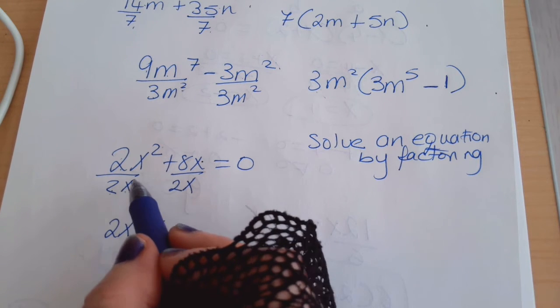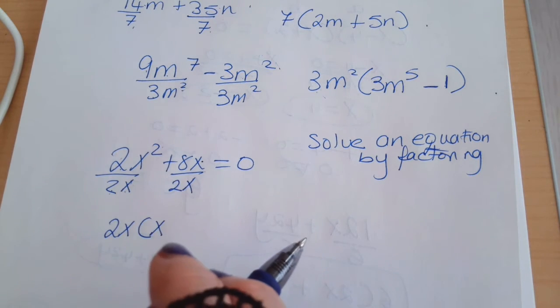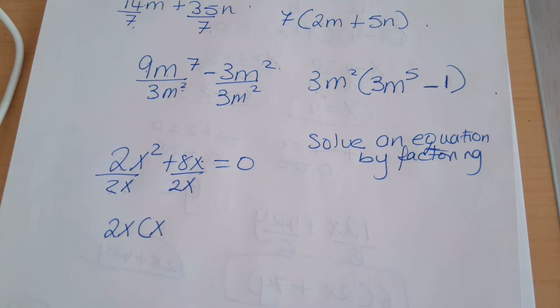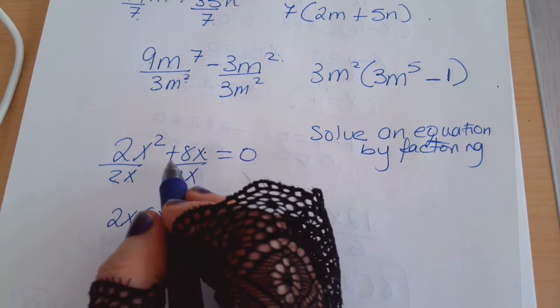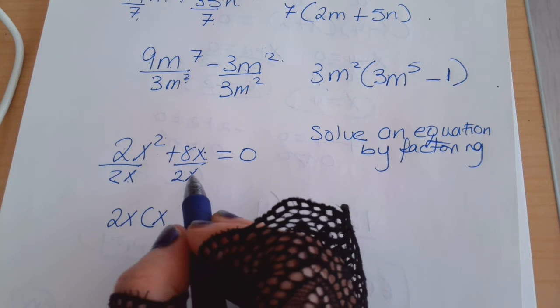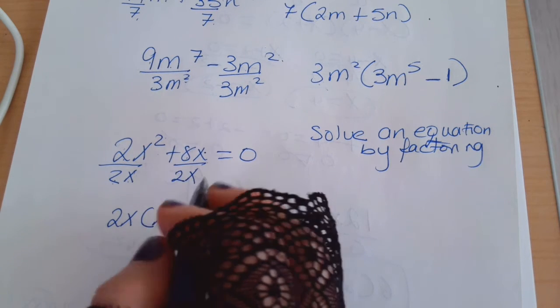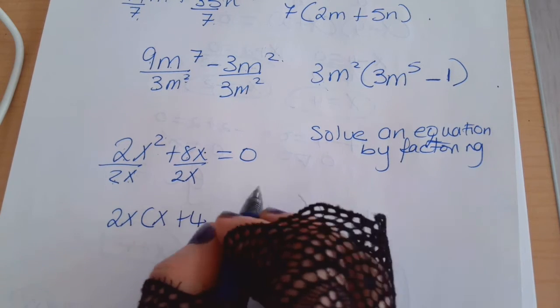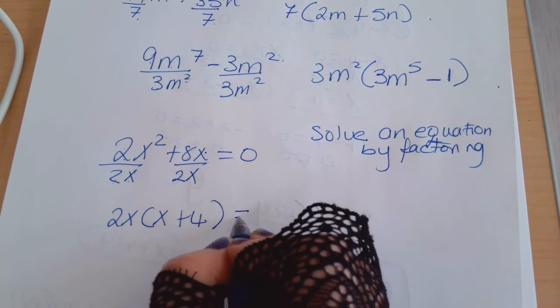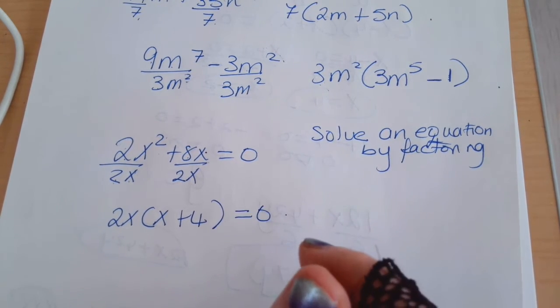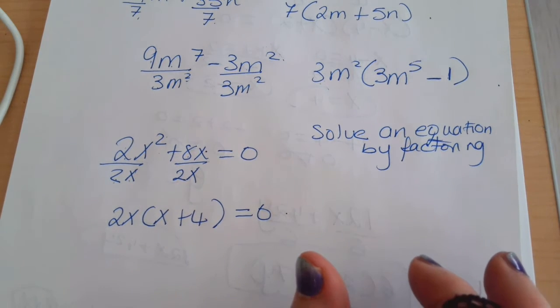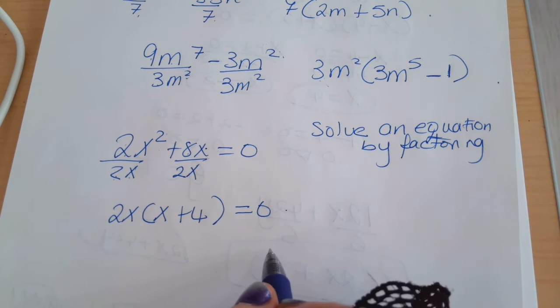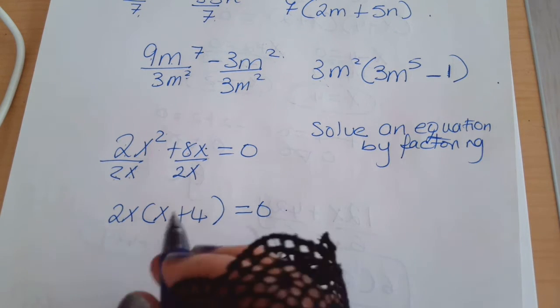And x divided into x squared gives me an x. Remember, you're subtracting. Here, 2 divides into 8 4 times, and the x's cancel out. Go ahead and set this equal to 0. So now you're going to take it a step further, and you're going to go ahead and set them both equal to 0 and find the answer.